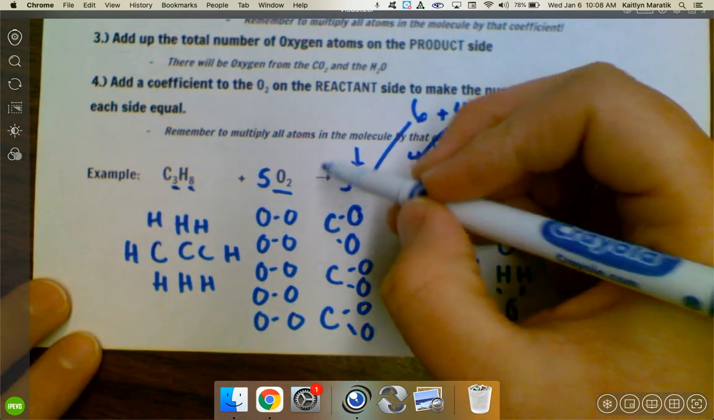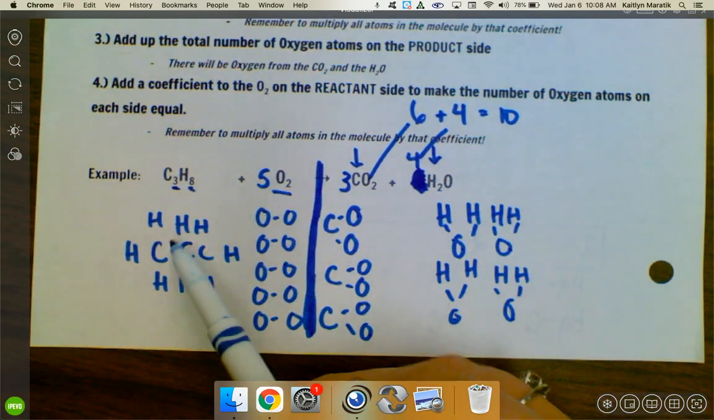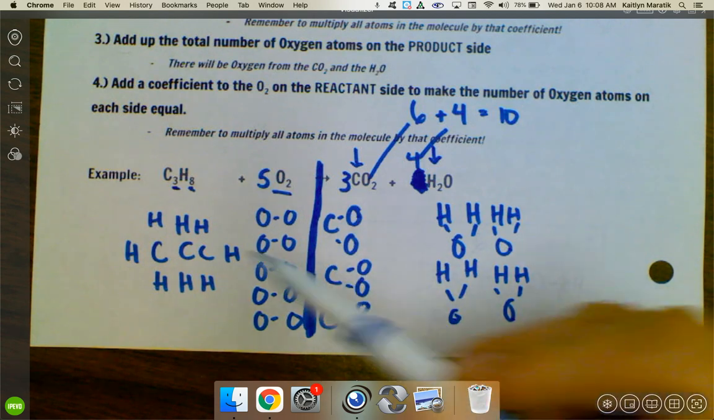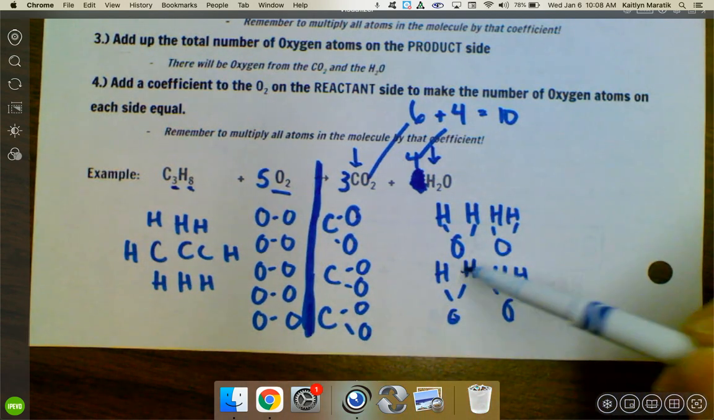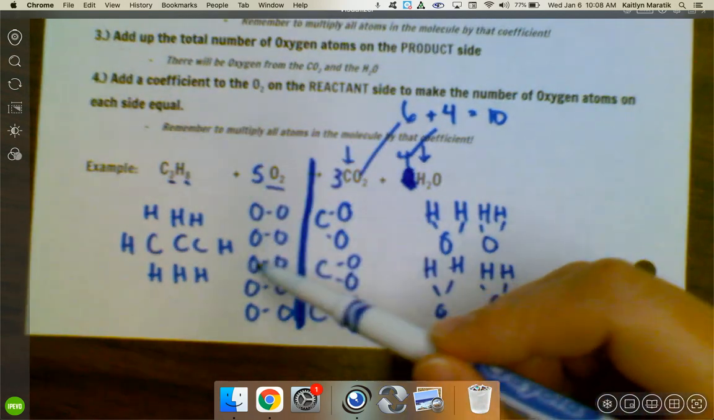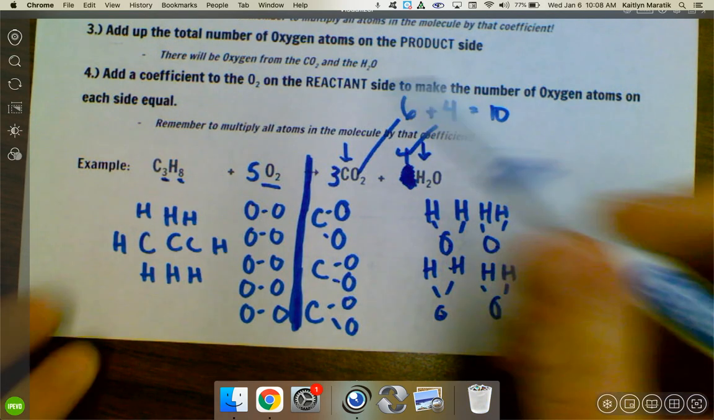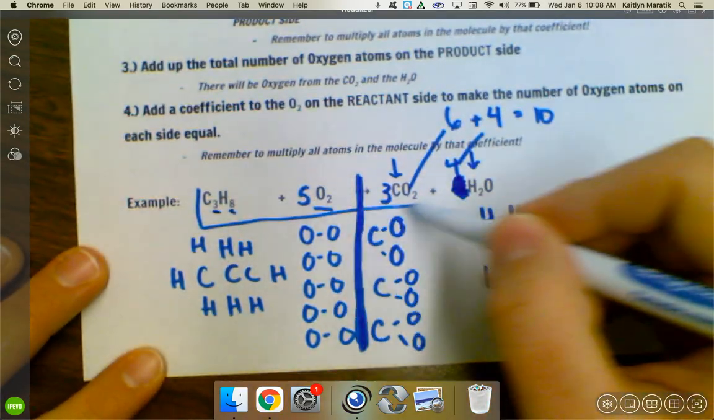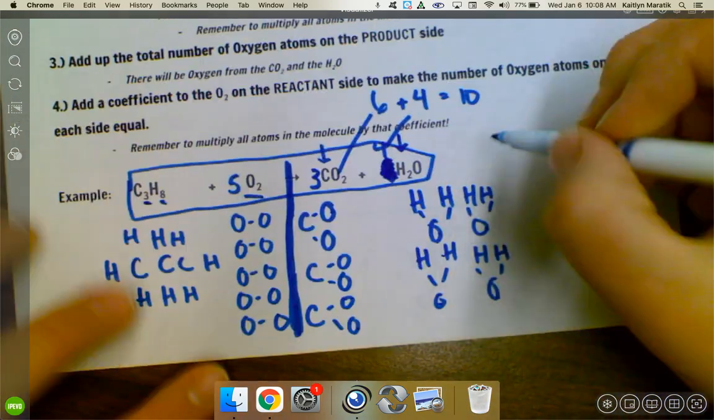Is everything happy if this is my dividing spot? Carbon: 1, 2, 3 and 1, 2, 3. Hydrogen: 1 through 8 on each side. Oxygen: 1 through 10 on each side. Everything here is happy.